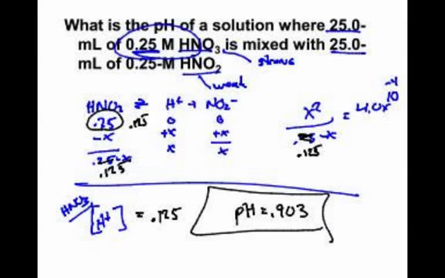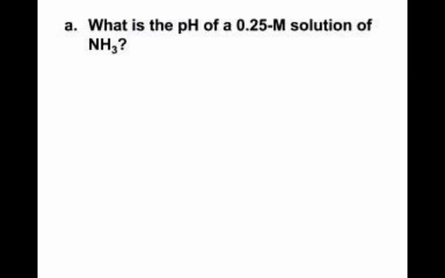The rule is, guys, if you have a strong acid and a weak acid, the strong acid wins. And you just ignore the weak acid. Ignore the weak? Yep. Okay. All right, this one's a little bit different.